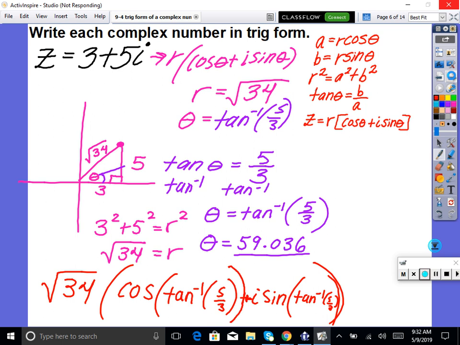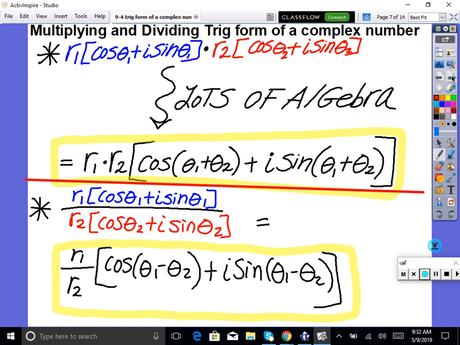Looking at this next piece, I think we get that picture here. Come on, computer, let's get the show on the road. Okay, so now we're going to talk about multiplying and dividing the trig form of a complex number.